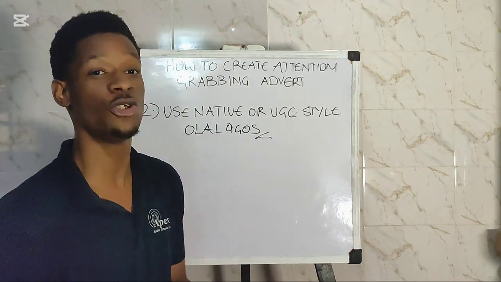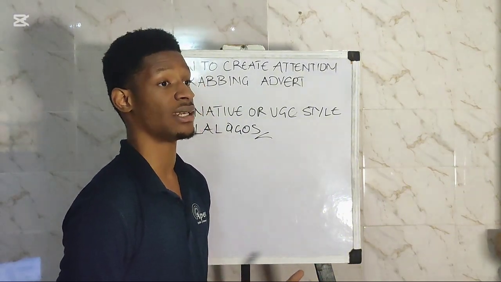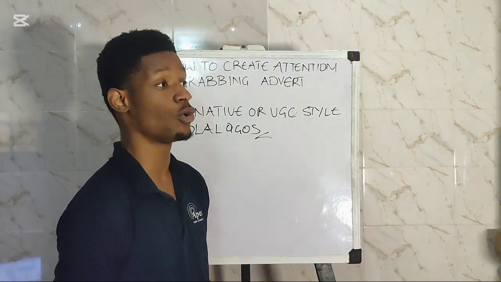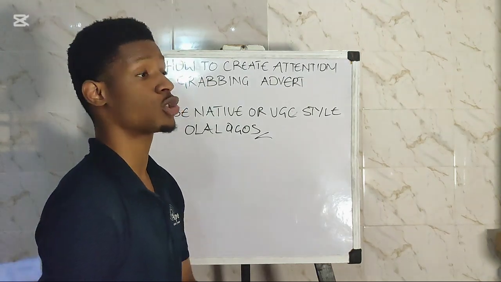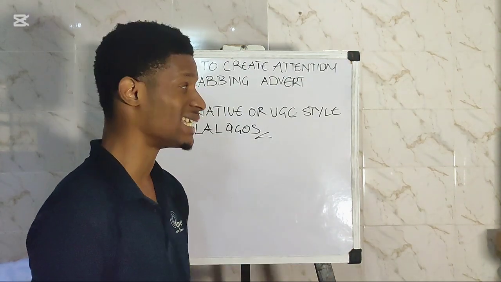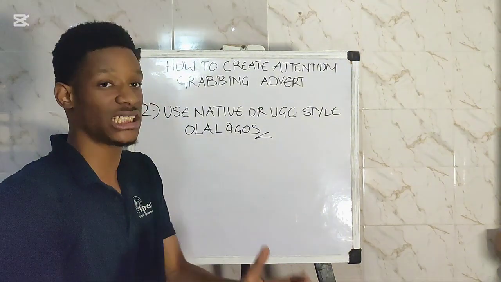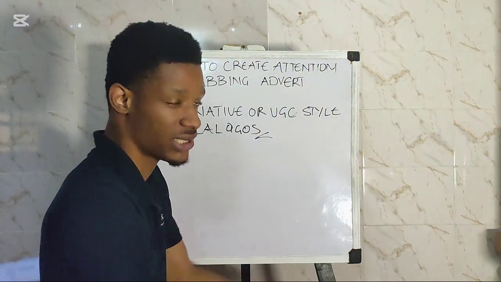UGC literally means user generated content. So UGC content is content that is created by a person that looks native, that looks quite organic. Most companies, most brands use this to actually drive attention to their business. UGC is just user generated content that is created by a user or a person.